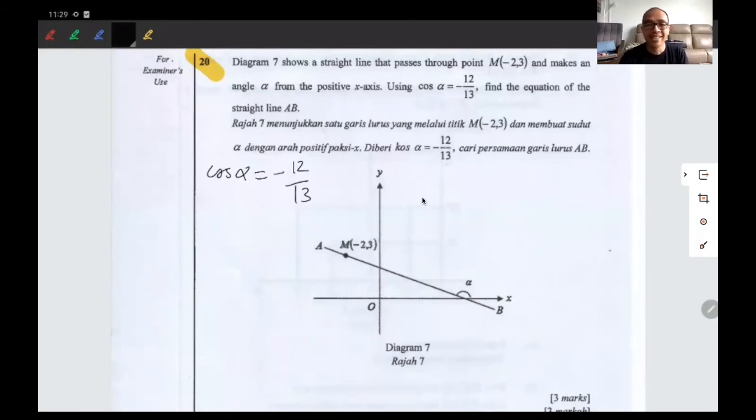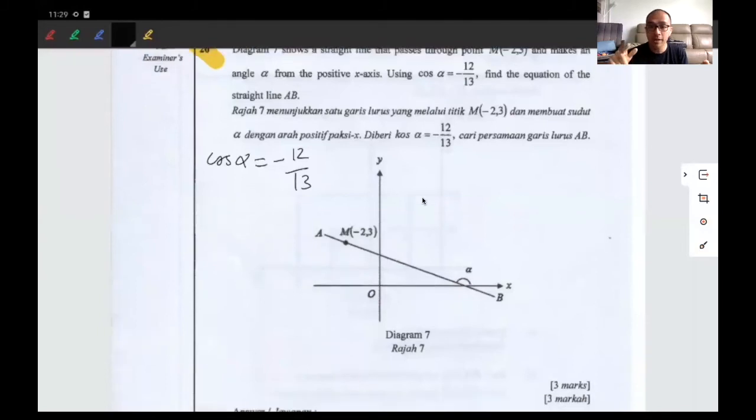This is such an evil question now. Okay, it's an evil question because it requires you to remember things from 2 different chapters, which is trigonometric functions and coordinate geometry. Okay. So let's start with this. Cos A equals to negative 12 over 13. Why is there a negative? Because A is in the second quadrant. Okay, it is an angle in the second quadrant. That's why it's negative. But the corresponding angle is over here now.